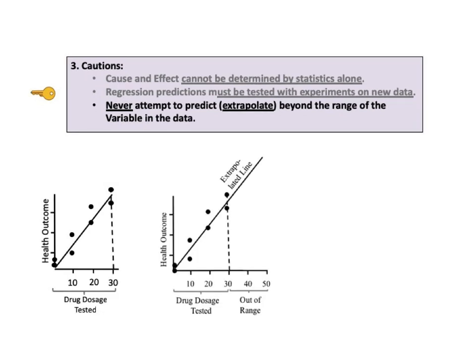Now, if the experimenters knew little about statistics and had little common sense, they might be tempted to call a press conference announcing that they had proved that larger and larger doses of the drug produce better and better results, as shown in the second graph. They would then be extrapolating their findings beyond the range of the dosage, which is the x variable values, which they tested.